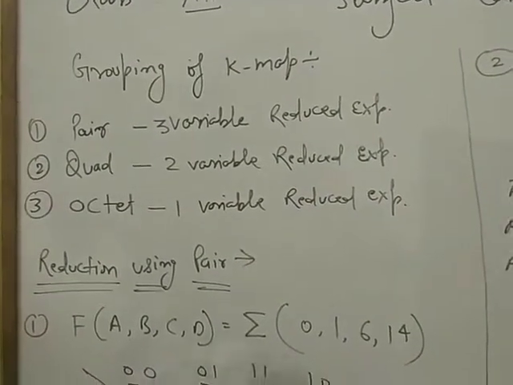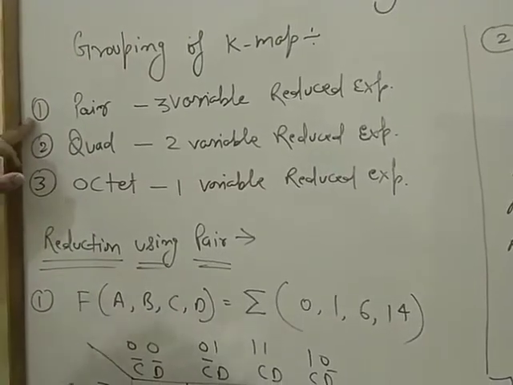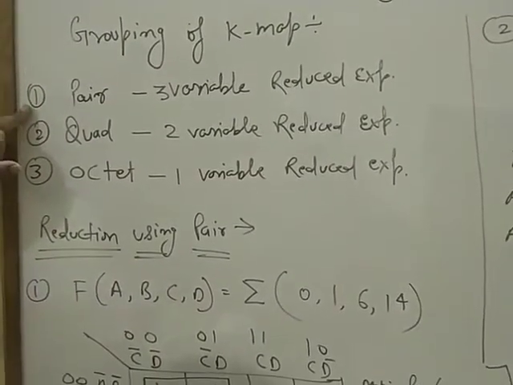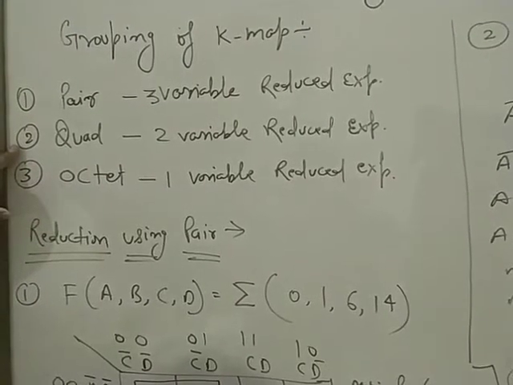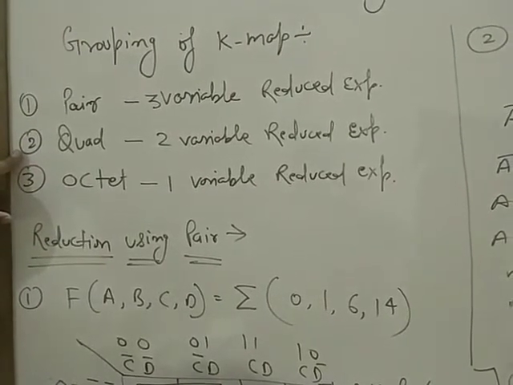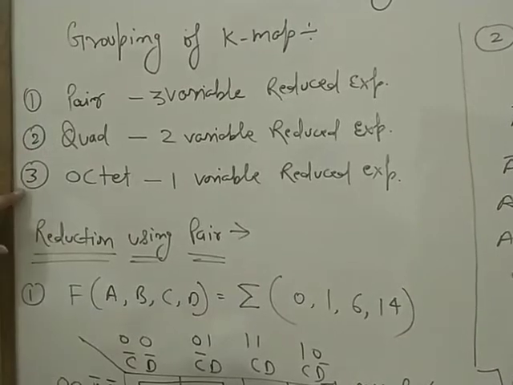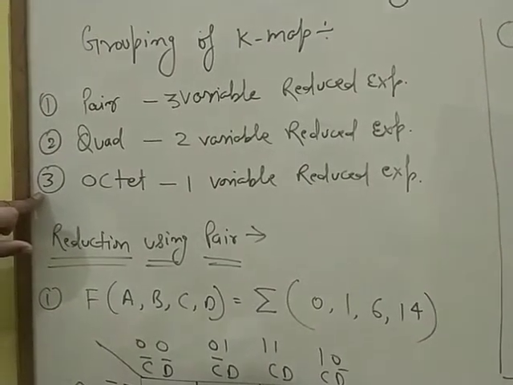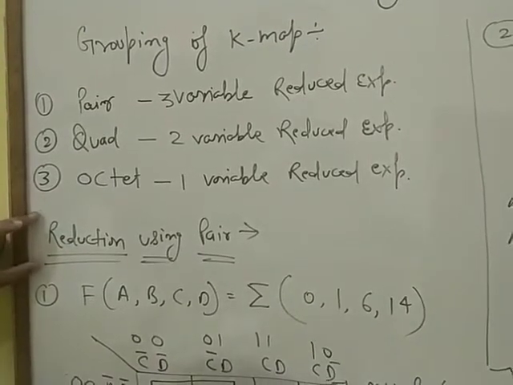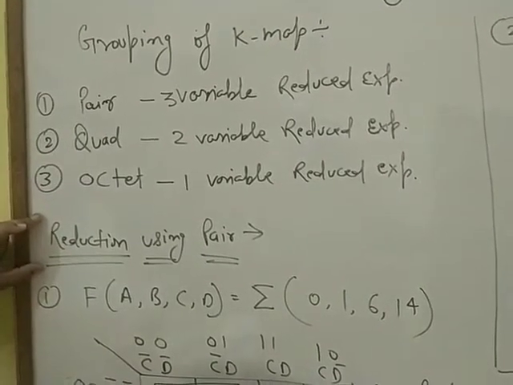The first one is making a pair. When we make the pair, it will reduce the variable in a three variable. The second process is quad, so it will reduce the Boolean function into two variables, and if it makes an octet, it will reduce the Boolean expression into only one variable. So today we will learn only reduction using pair.